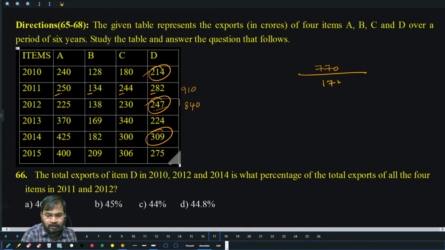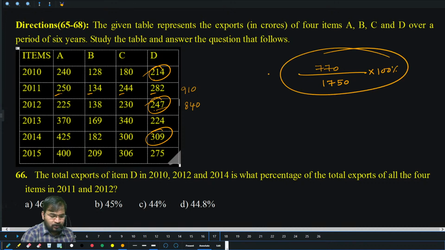17, 50 into 100, so circle it. 10% is 175, 175 175 350, 350 350 700, 40% is 700. If 40% is 700, 4% is 70, therefore exactly 44%. 10% is 175, 20 is 350, 40 is 700, 4% is 70, 44% is 770. All of you clear?